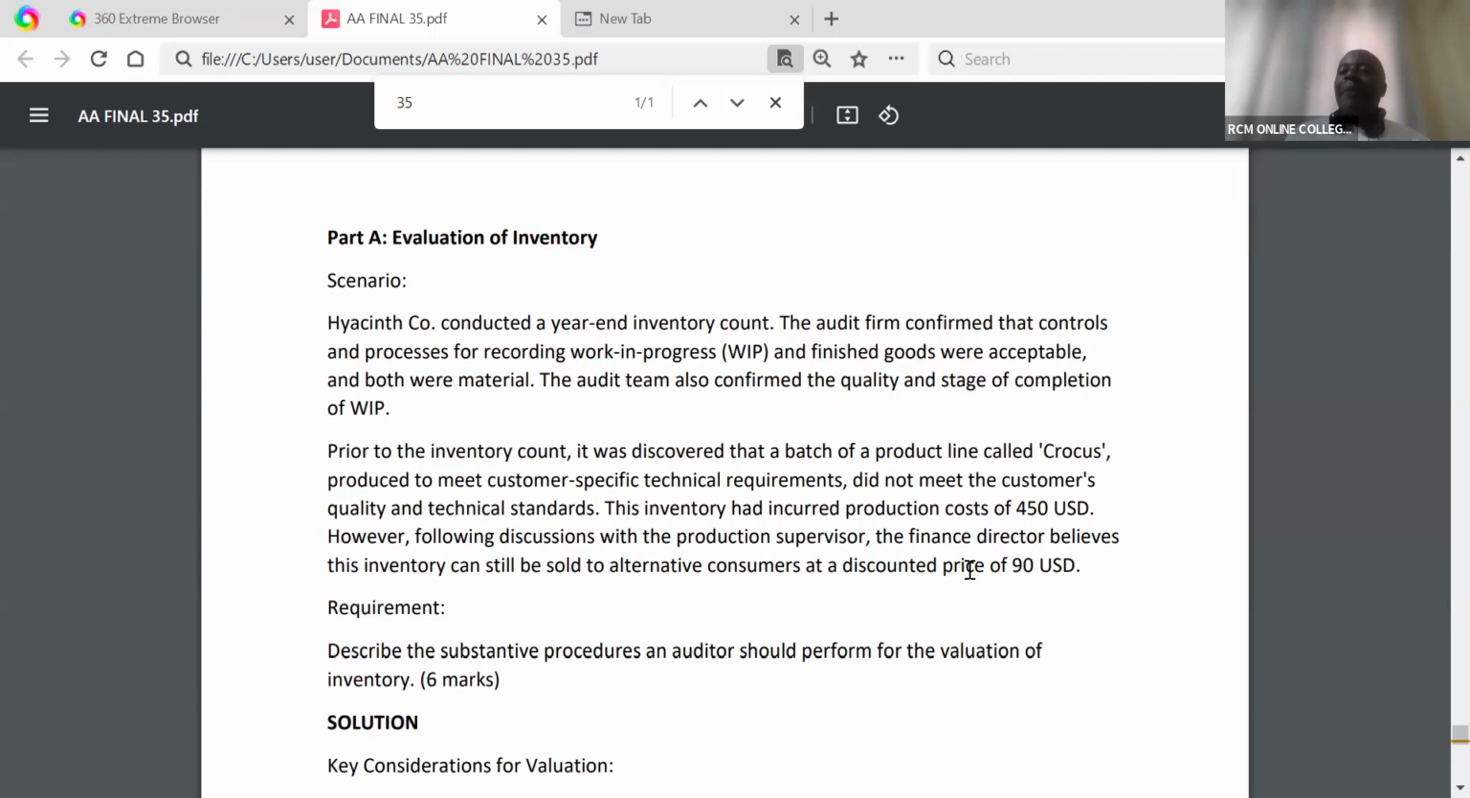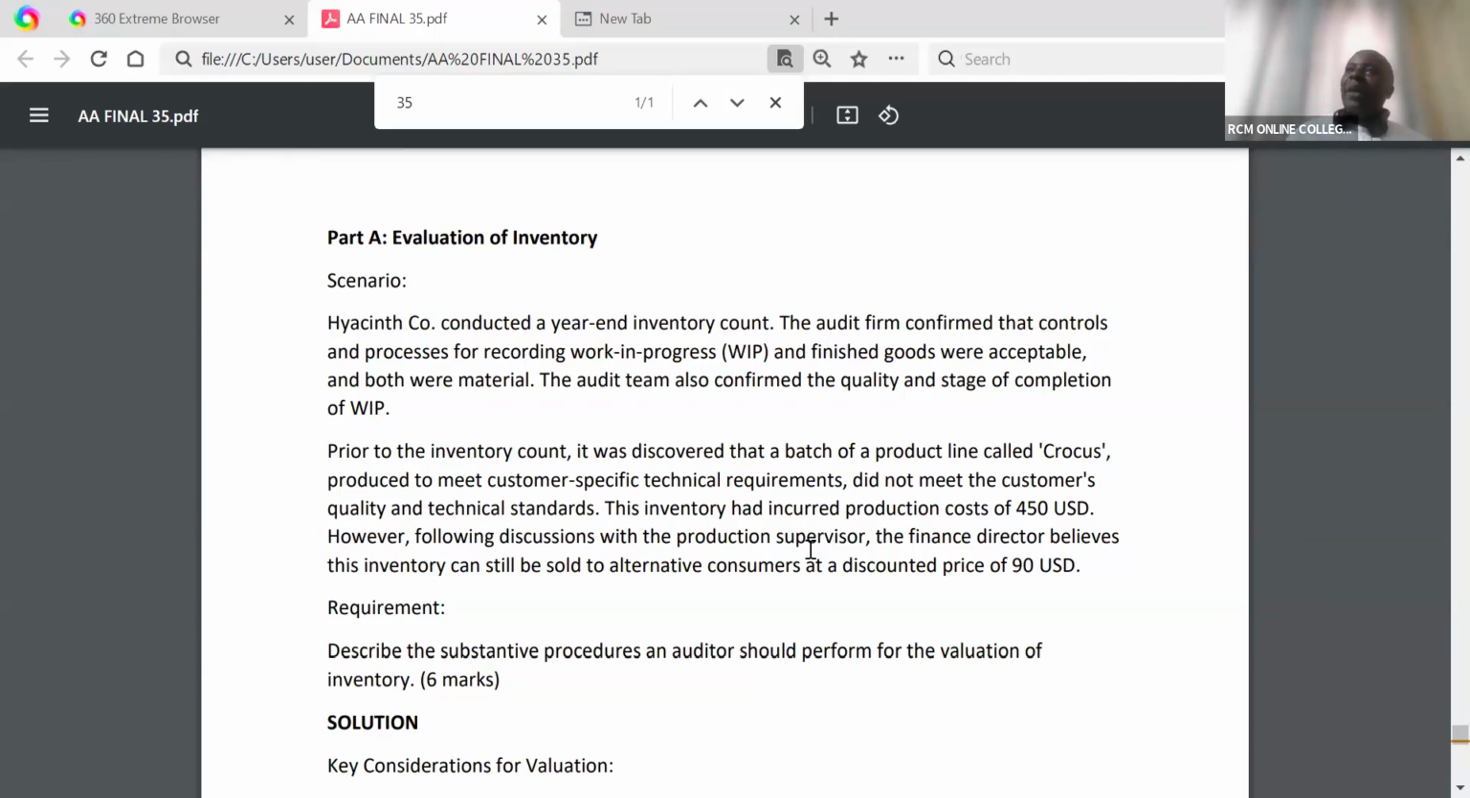So as an auditor, I'm supposed to be a detective, a DCI officer. There'll be a lot of interrogations happening here. So for example, you can see this production supervisor was talking to the director. I would also, as an auditor, want to talk to him through what we call inquiries. This production supervisor, I must do inquiries. I must talk to him and record.